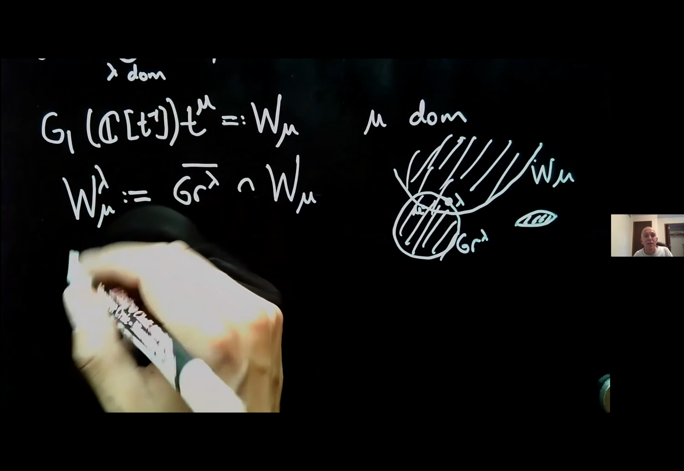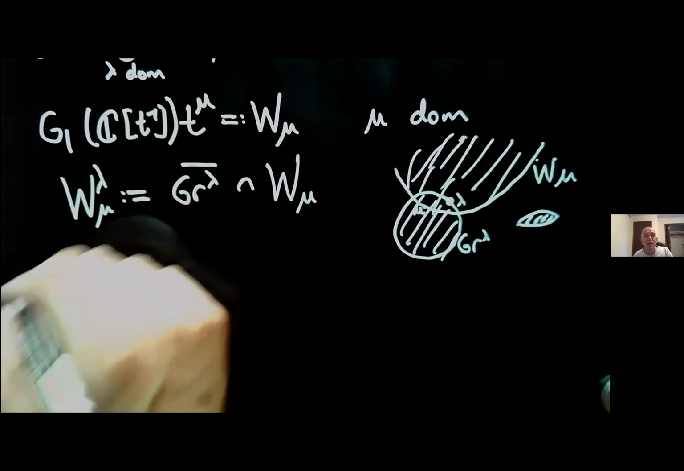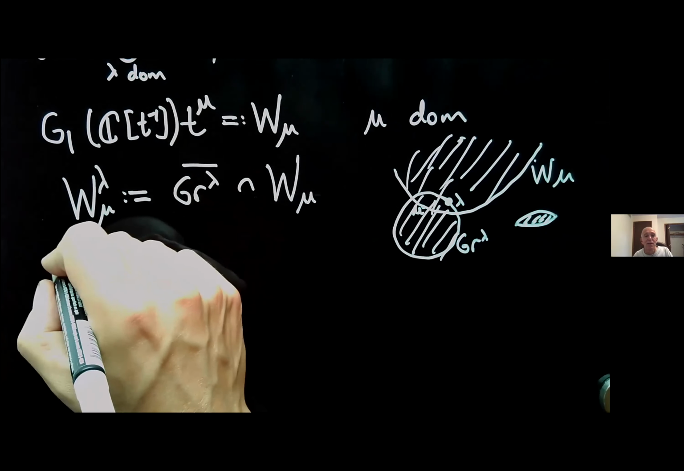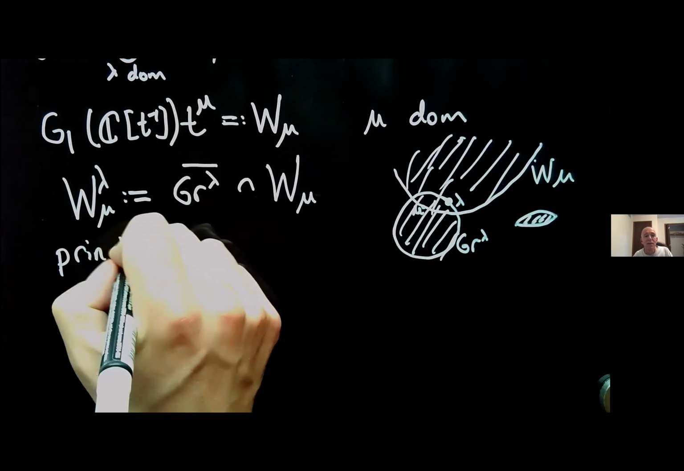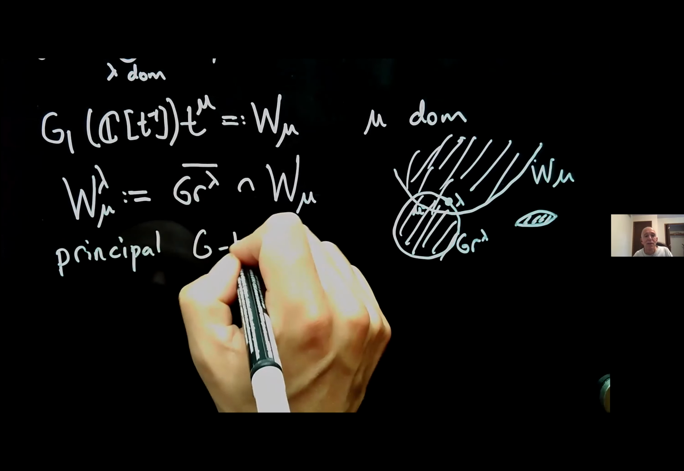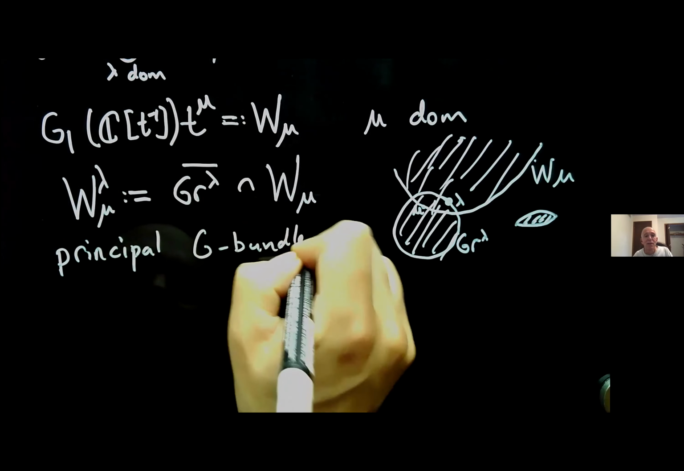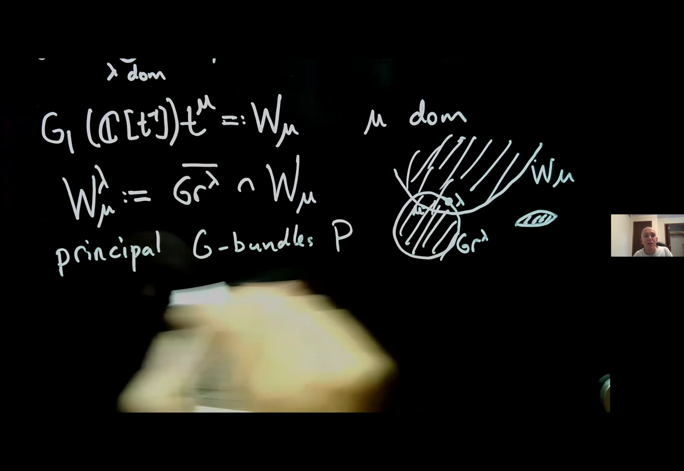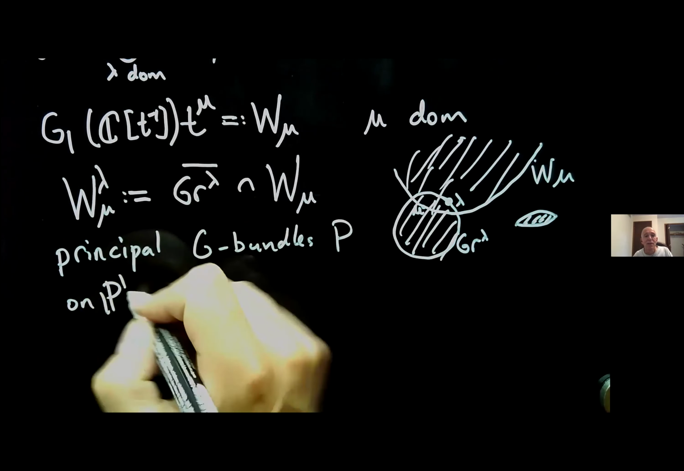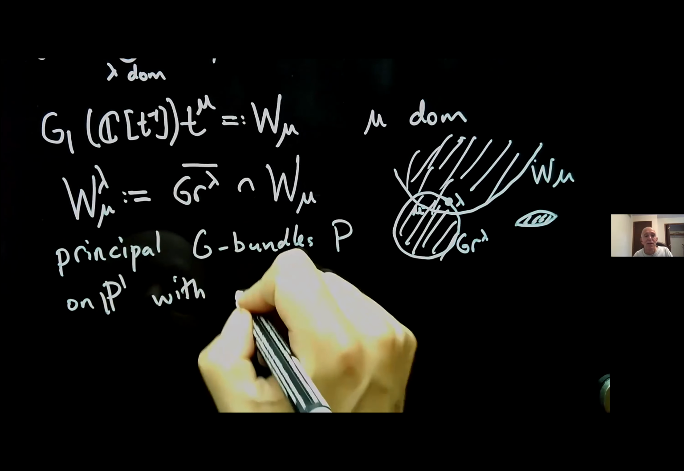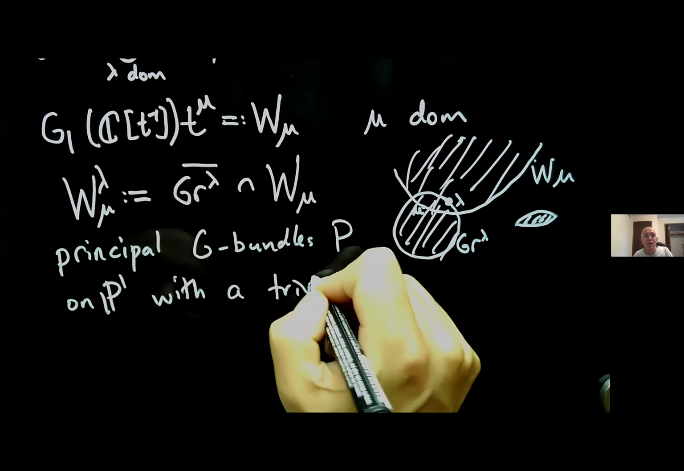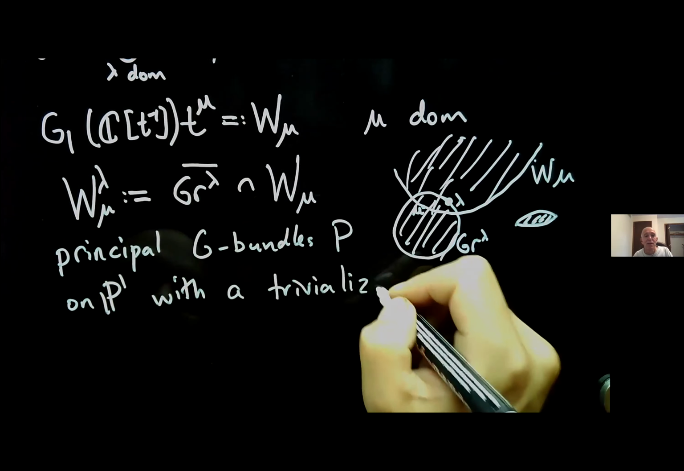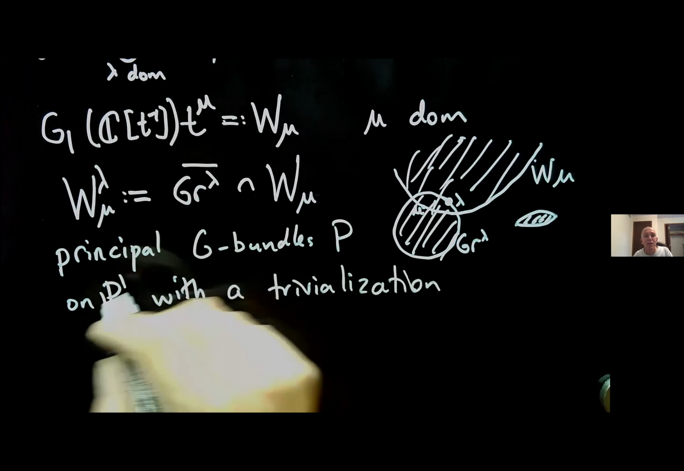And again, it has a moduli interpretation. So it's a moduli space of principal G bundles P on P1 with a trivialization phi away from 0.